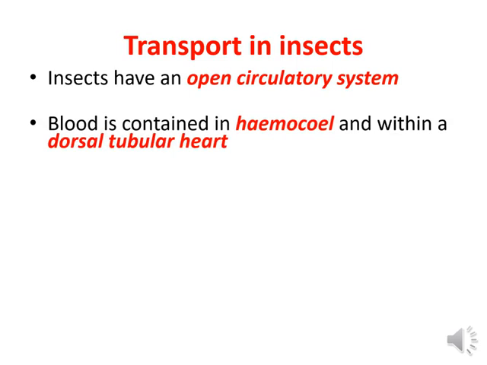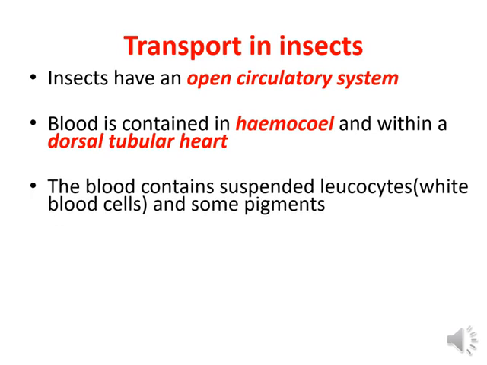Blood is contained in hemocoel. Actually, the blood here is the hemolymph. More specifically, we talk about hemolymph. Hemolymph is contained in hemocoel and within a dorsotubular heart. The blood contains suspended leukocytes, that is white blood cells, and some pigments.